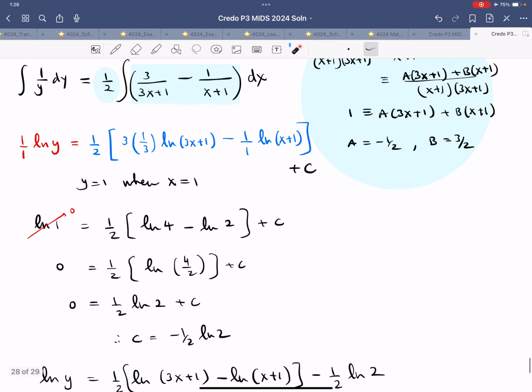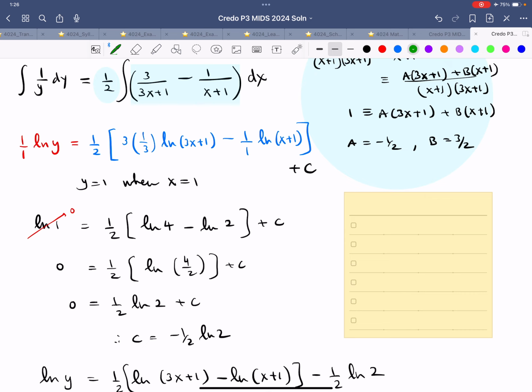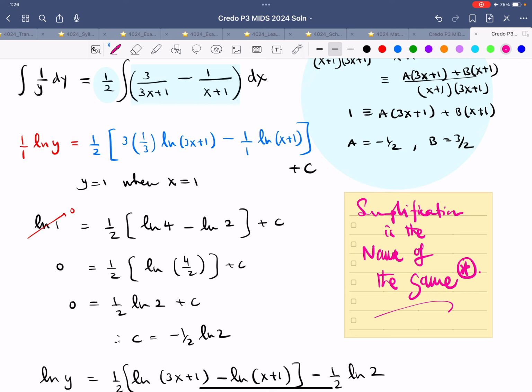So that is the golden rule that you need to follow. Let me just write one thing. Simplify as much as possible. Simplification is the name of the game, the game about getting your star. Okay. So once you handle this, you're all set and ready to go.